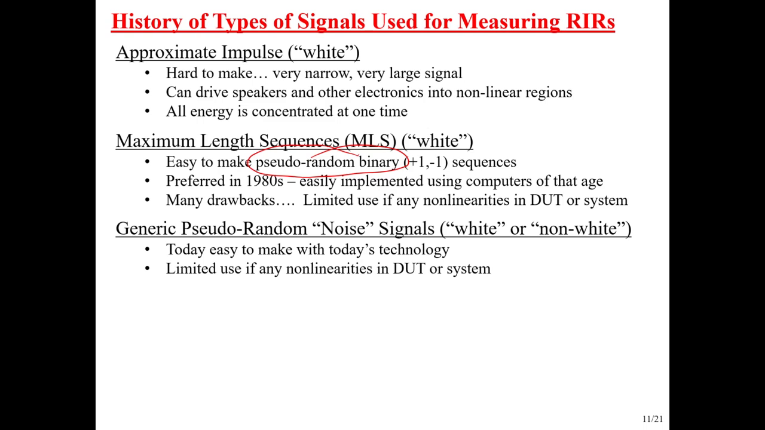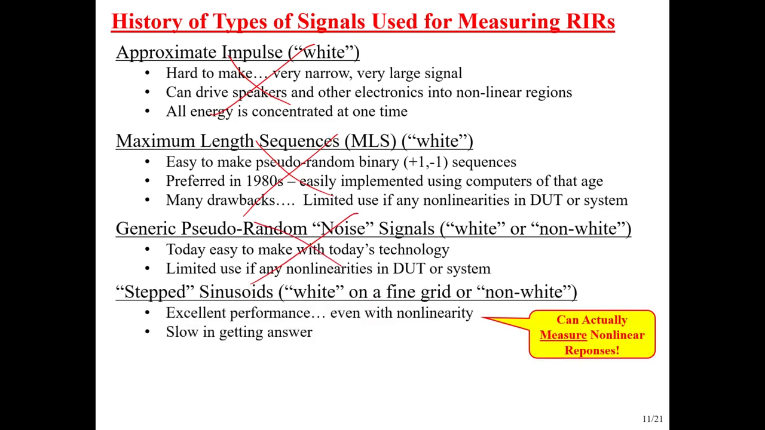But they also had some limitations. Not so much with the boundary between x of n and x of t, but nonlinearities. If there were any nonlinearities involved, whether it was the thing that you were trying to measure or the system you were using to measure, which was more often the case when these things were being used, they had some serious problems. So again, not used anymore.